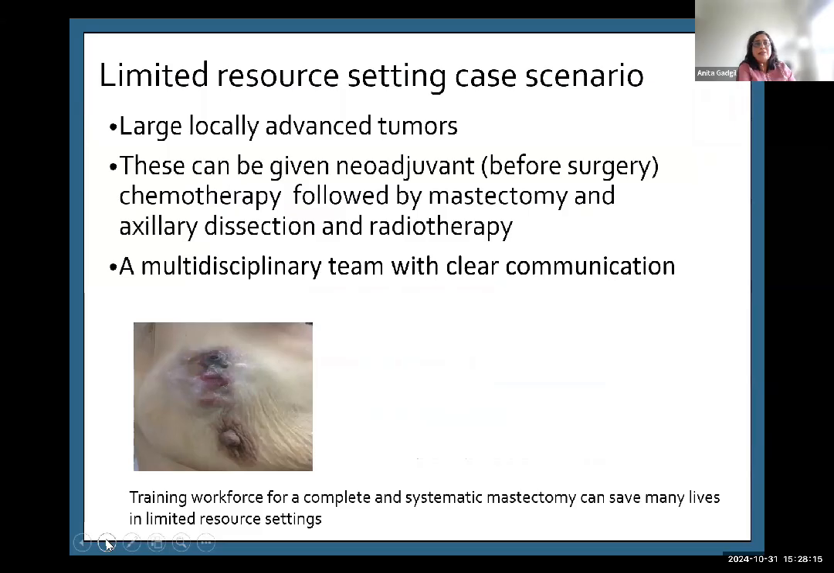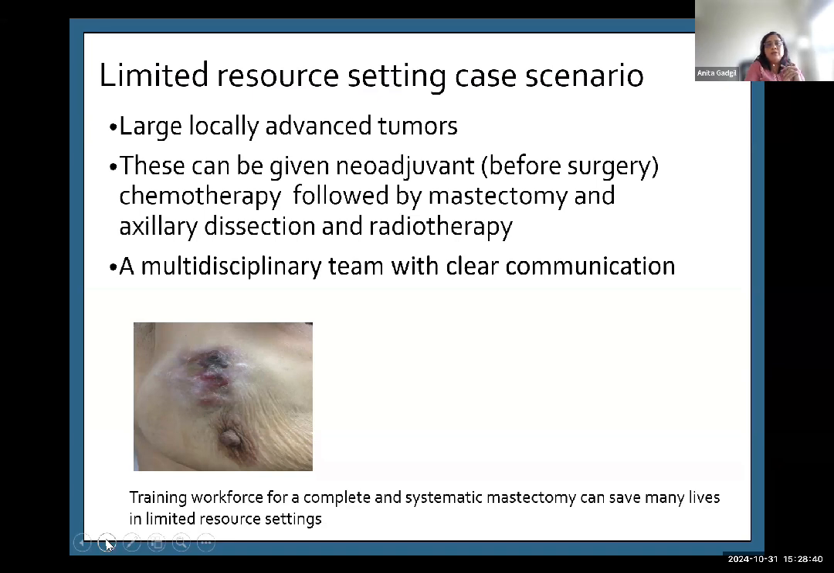This is just a case scenario to give the treatment aspect a comprehensive overview of it. In limited resource settings, this is a very common case. As you said, this can be given. This tumor will first need neoadjuvant chemotherapy to downstage the tumor, followed by mastectomy and axillary dissection, and then radiotherapy.